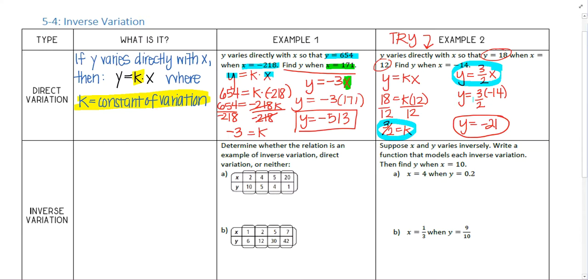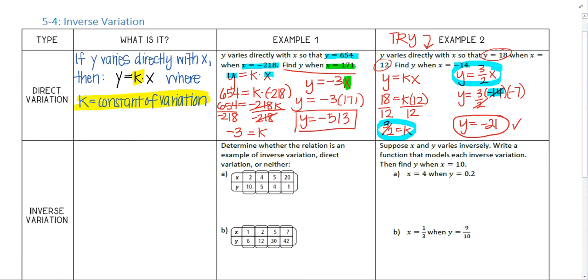So then the next thing we need to do is plug in the negative 14, which is the x that they give us. You can do a little bit of cross-canceling here. 2 goes into negative 14, negative 7 times. So then the answer is negative 21.